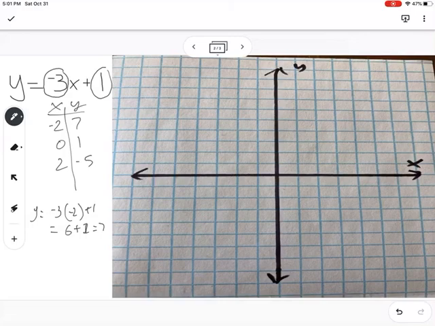Okay, so -2, 7, left 2, up 1, 2, 3, 4, 5, 6, 7. It's right there. 0, 1. It's right there. 2, -5. It's right there. You know you're doing it right when all the points fall in a line. And then draw a line as straight as you can from the edge to the other edge of your coordinate plane, and arrows. I'm going to be picky about this. The line needs to be extending to the edges of your graph and the arrows.